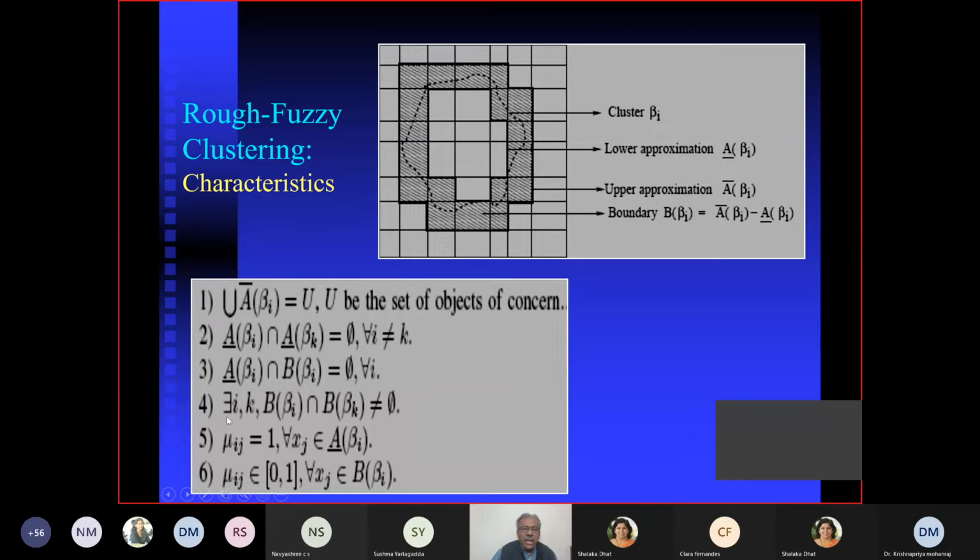And for every i and k, where i belongs to one cluster and k belongs to another cluster, the intersection of the boundary of the ith cluster and the boundary of the kth cluster will be non-empty, because there will always be an intersection. And for every element xi, xj belonging to the lower approximation, the membership would always be 1. And every element belonging to the boundary, the membership will be 0. So these are the characteristics of rough fuzzy clustering.